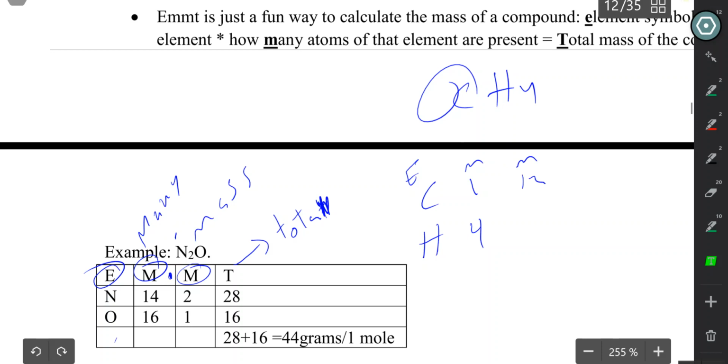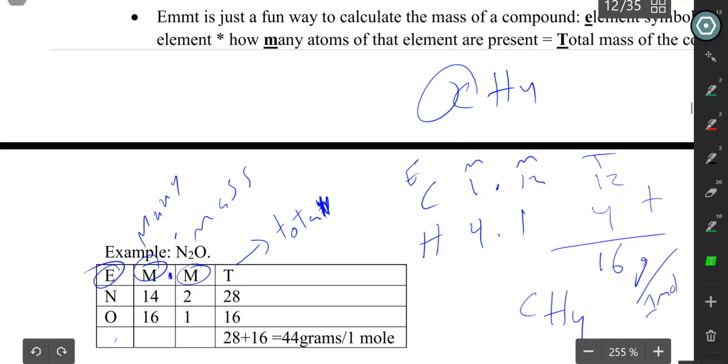One C has a mass of 12. And for H, each hydrogen has a mass of 1. So for the total, multiply the masses: 1 times 12 gives me 12, and 4 times 1 gives me 4. Add those together, 12 plus 4 gives you 16 grams per 1 mole of CH4. So one molecule of CH4 will weigh 16 grams. That's what 1 mole means: one quantity of CH4 weighs 16 grams.